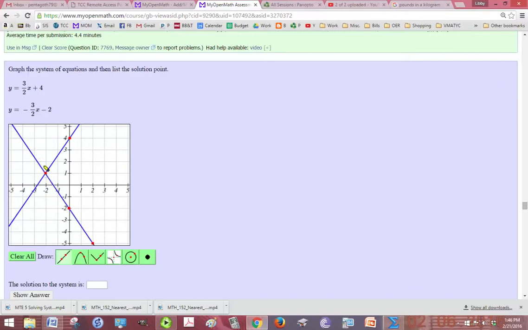And we can see that they meet right here at negative 2, 1. So in here, I want to put negative 2, 1 as my solution.